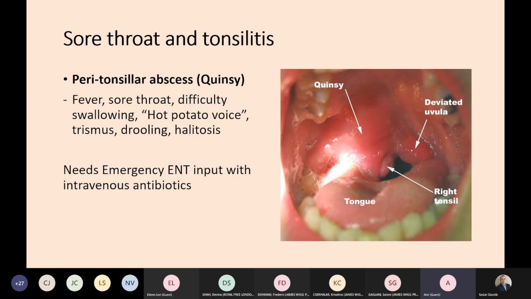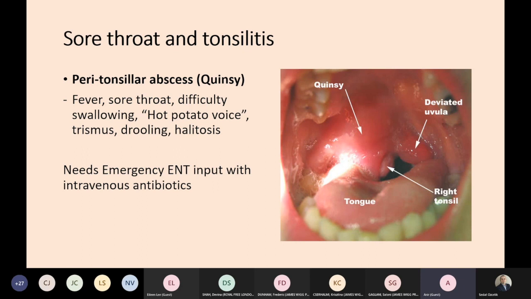So this slide's in red because when you're assessing someone with tonsillitis, or someone who might be a little bit slow to resolve with antibiotics and is still having fevers and a sore throat, you may want to think about something called a peritonsillar abscess, which is where they tend to get a buildup of pus or swelling in between the posterior pharynx and the tonsil itself.